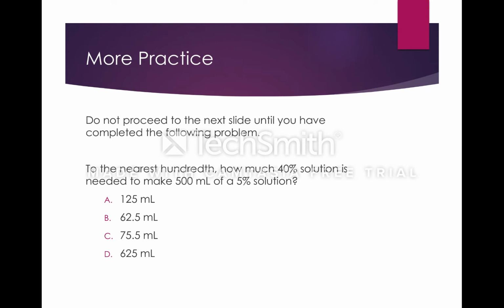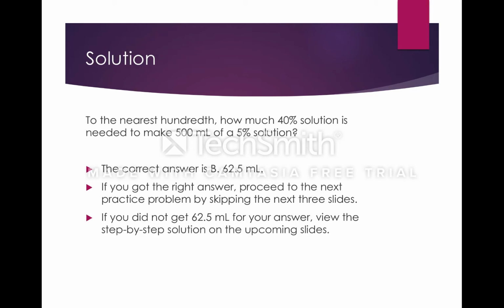To the nearest hundredth, how much 40% solution is needed to make 500 milliliters of a 5% solution? A, 125 milliliters, B, 62.5 milliliters, C, 75.5 milliliters, or D, 625 milliliters. Pause at this time. The correct answer is B, 62.5 milliliters. Once again, go ahead and skip ahead to the next practice problem if you got this right and you feel confident in your answer. If you didn't, I highly recommend you look at the step-by-step solution that I'm about to show you.